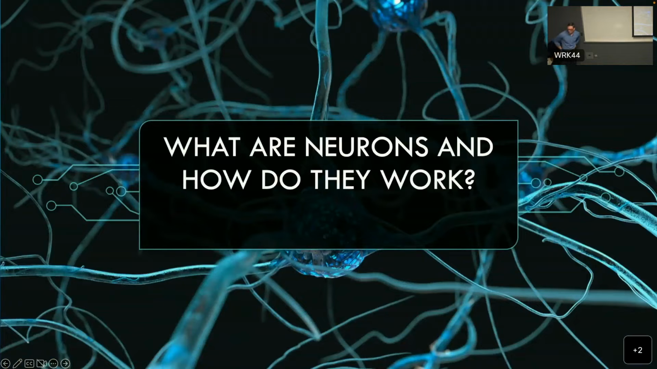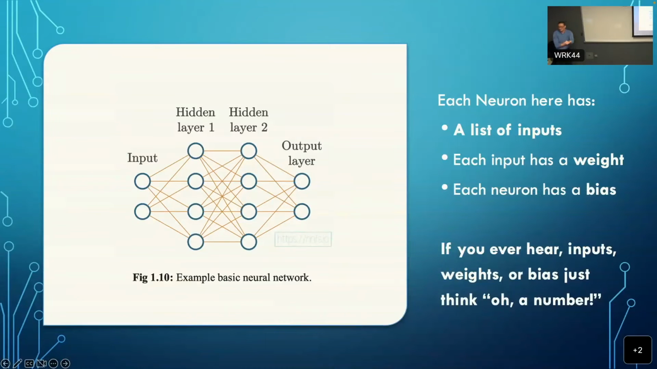So, the big question, what are neurons and how do they work? Each neuron has a list of inputs. So when I say neuron, just look at one of these tiny circles. It has a list of inputs. An input is just a line. So each neuron has lines that are going into it. This neuron right here has two inputs because it has two lines. Every input has a weight. So a weight is just a number. And every neuron has a bias. So every time I say input, weight, or bias, just think it's a number, because that's all it really is.